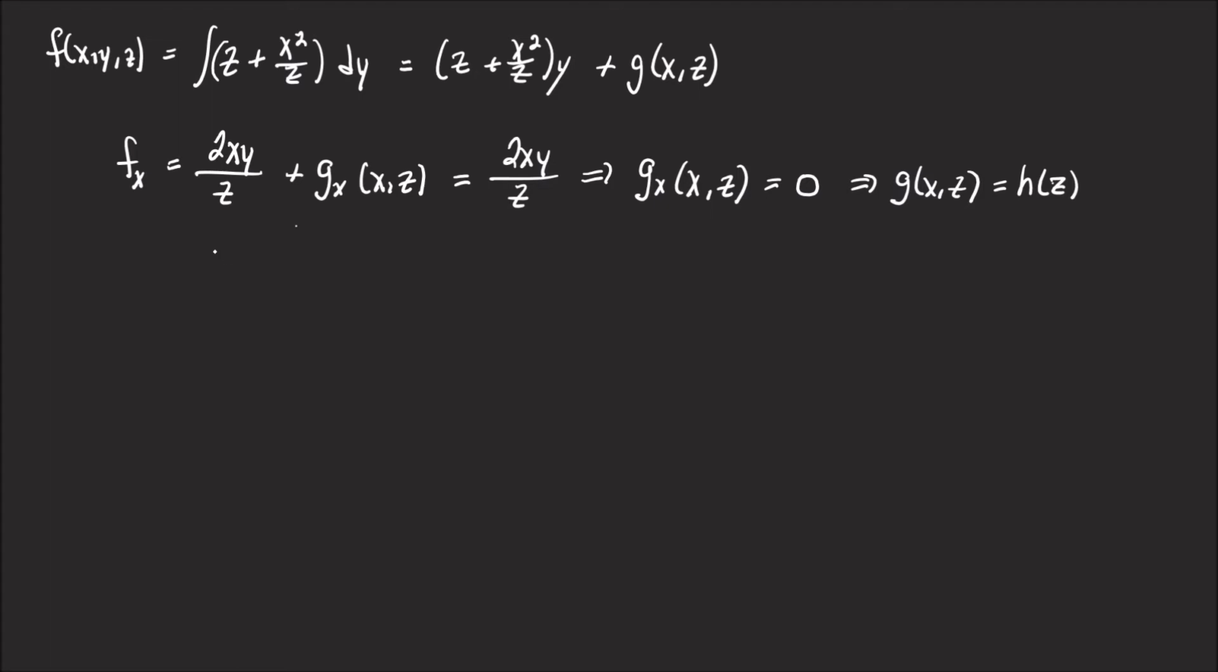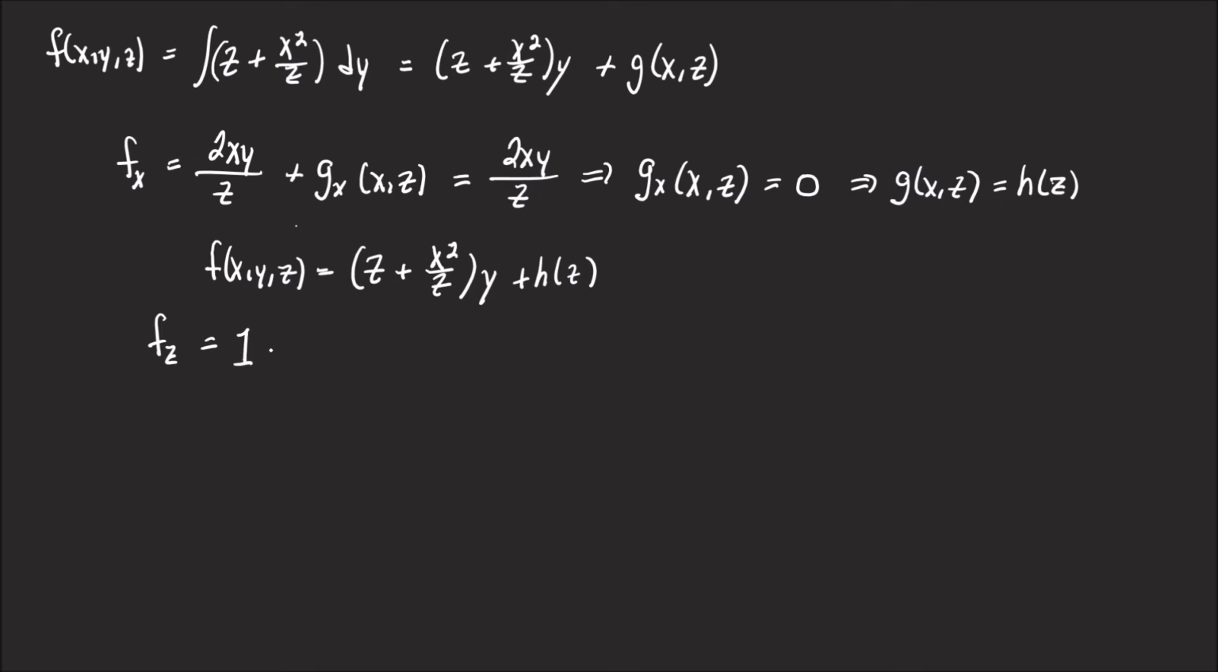So what we have now is f of x, y, z is equal to z plus x squared over z, all times y, plus now just a function of z. But again, this can't stand. We have to determine what this h of z is. And to do this, we take the partial with respect to z.